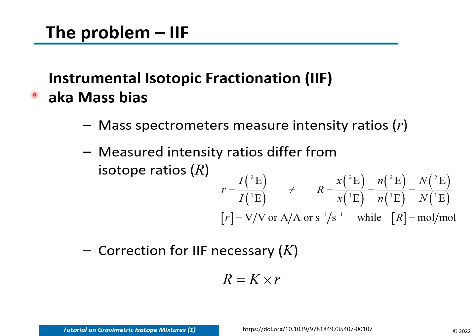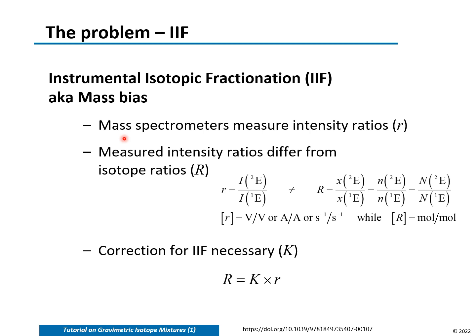There's no mass spectrometer on Earth that directly measures isotope ratios. Mass spectrometers will always measure signal intensity ratios instead. The actual problem now is that the measured intensity ratios differ more or less from the isotope ratios. The difference can be up to more than 10% in case of lithium, while it's below 1% in case of heavier elements like lead or uranium.